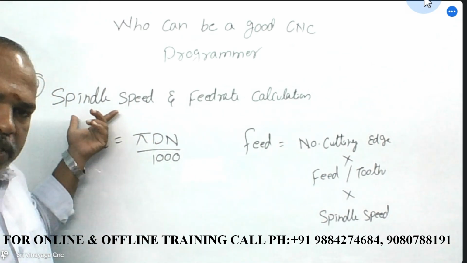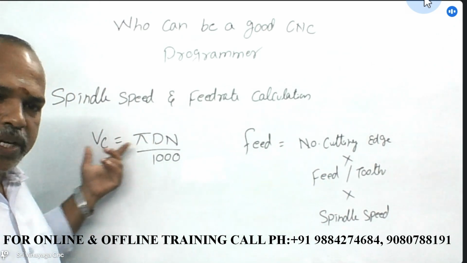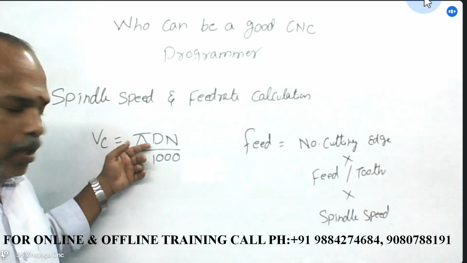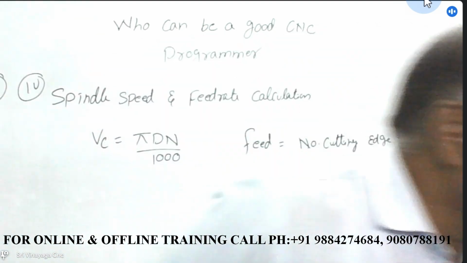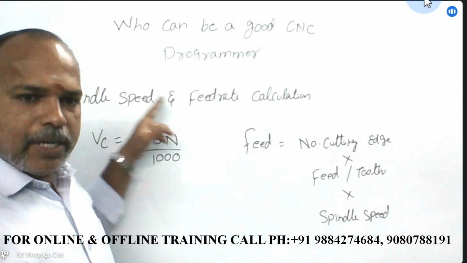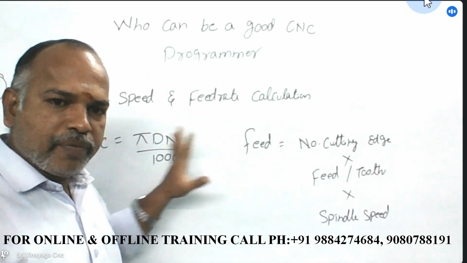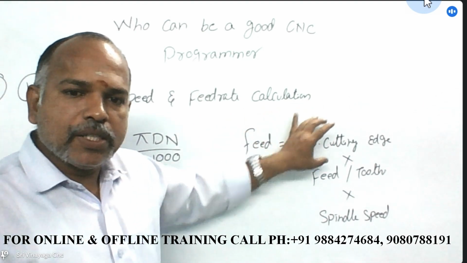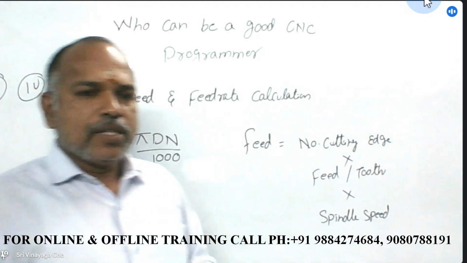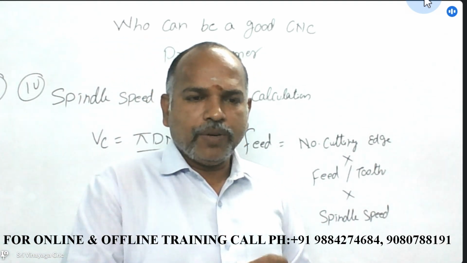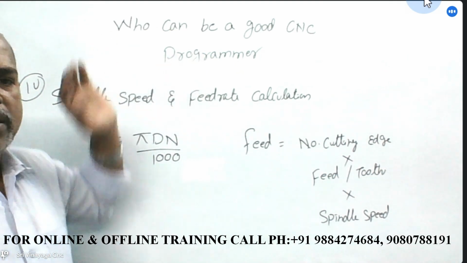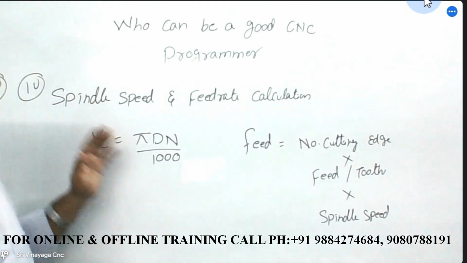For spindle speed, Vc equals pi D N by 1000. Vc means cutting speed, pi value is 3.14, D means diameter of the tool, and N indicates spindle speed. Later I will explain this formula. For feed, it is number of cutting edges into feed per tooth into spindle speed. Okay, this is a very important level. The fourth level is very important: spindle speed and feed rate calculations.